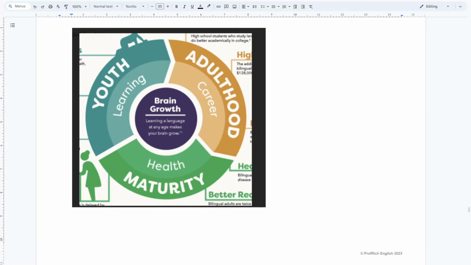Knowing another language is also beneficial for our career. It means college success and higher earnings. Positive effects also include better recovery of brain function after a stroke. Some information of this infographic was new for me, and I agree with these statements. Thank you so much.